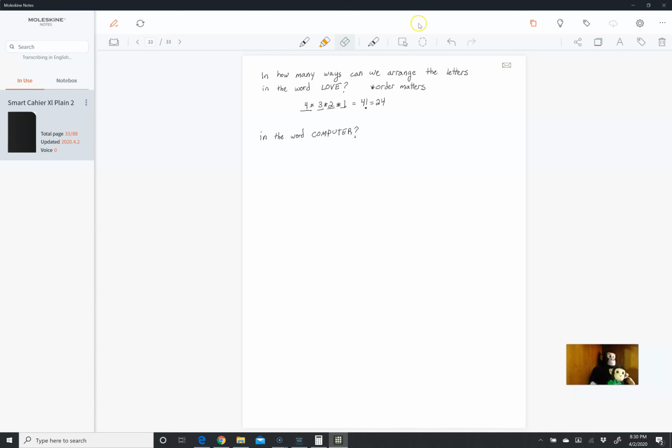So again, we're using all the letters. Order matters whenever we're asking a question like this. So how many letters are there in this word? There are 8. So we have 8 possibilities for the first, then 7, then 6, 5, 4, 3, 2, 1. This is 8 factorial. You don't have to write this out every time. You can just say 8 factorial, that's fine.